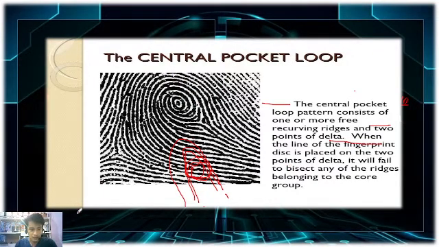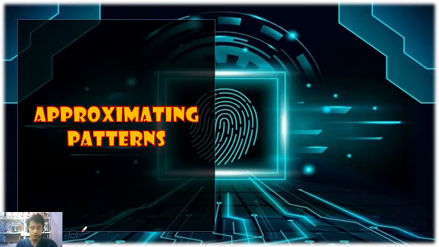Central pocket loop whirl. If it is not that clear on my drawing, this image is an example of central pocket loop whirl. As you can see, this is the whirl, and surrounding it is the loop. So that is for that part. And then we have here also approximating patterns.